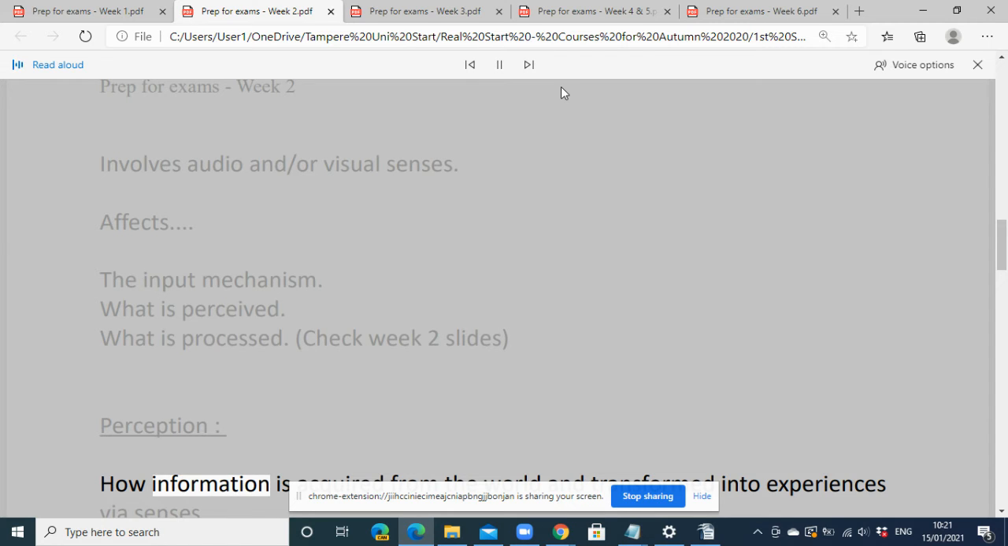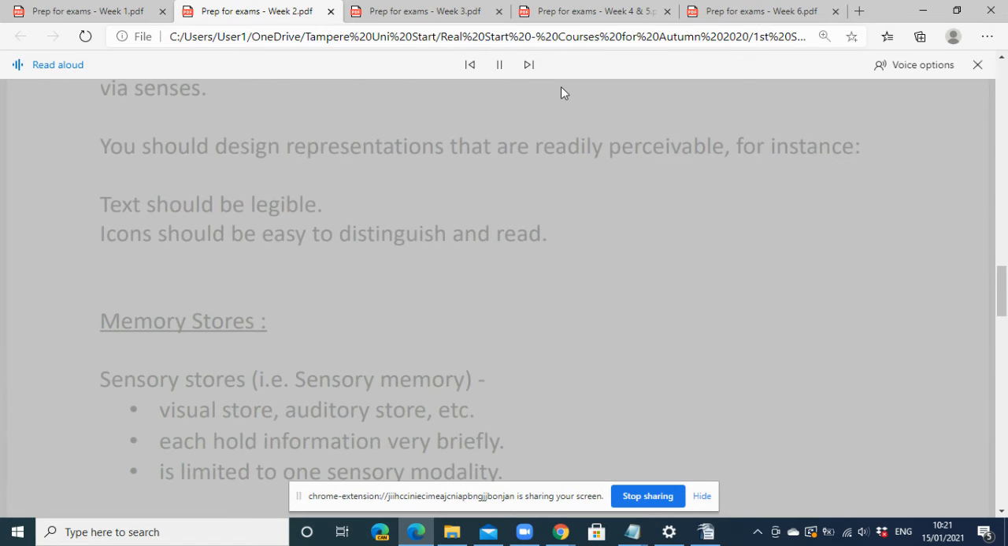Perception: how information is acquired from the world and transformed into experiences via senses. You should design representations that are readily perceivable. For instance, text should be legible. Icons should be easy to distinguish and read.